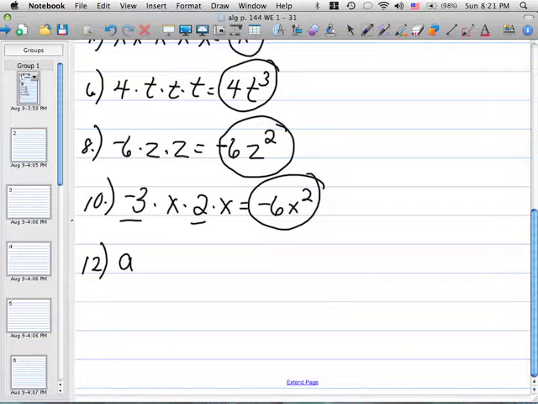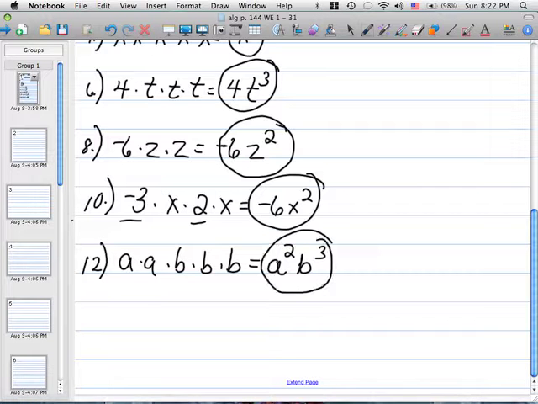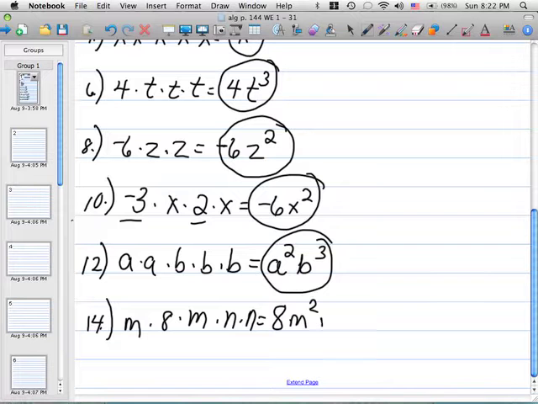Number 12, you have a times b times b times b. Exponential form, a to the 2nd, used twice, times b to the 3rd, since b was used 3 times. 14, m times 8 times m times n times n. Numbers always go first, they're the coefficients. And then alphabetical order, I have 2 m's, m squared, and 2 n's, n squared.